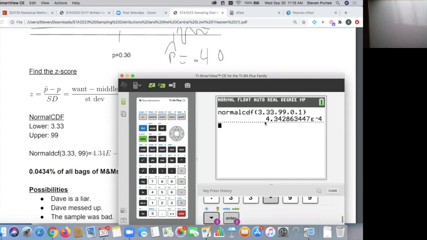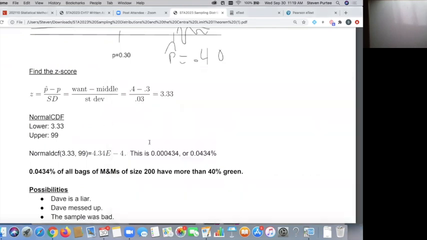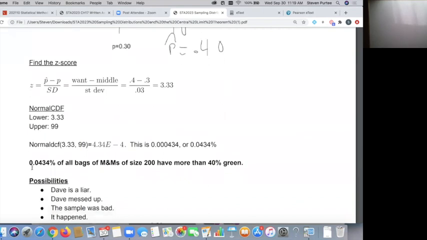That is not 400%. Normal CDF will never spit out something bigger than 1. You can't have more than 100%. That's 4 times 10 to the negative 4th. If you ever get something here bigger than 1, that's because there's scientific notation at the end. So if you convert it to a percentage, 0.04%. It's an incredibly tiny number. So only, not 4%, not 0.4, 0.04% of bags of M&Ms would have 40% green or more.